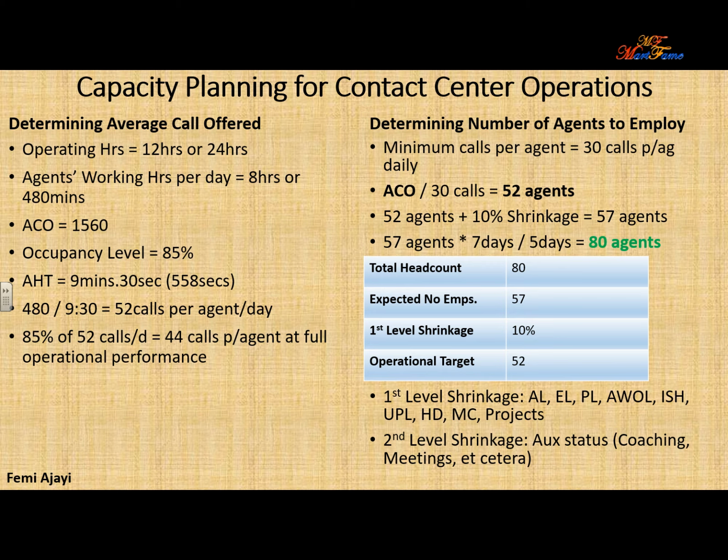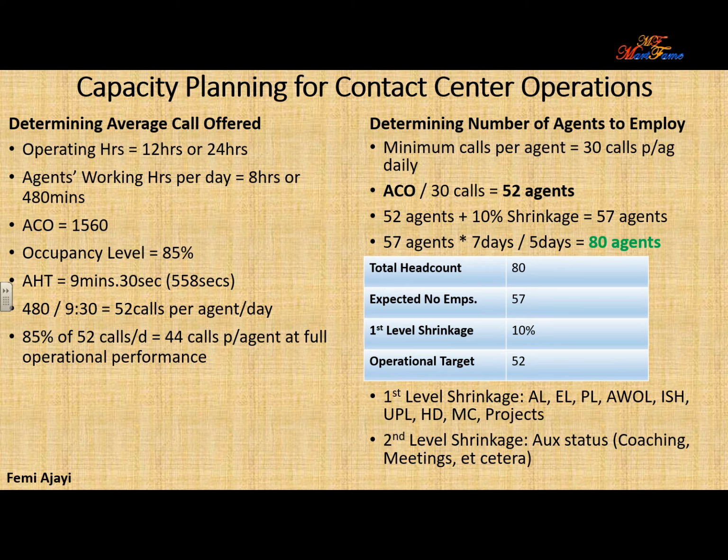The next thing you want to establish here will be your average call offer. That is the total number of calls that you'll be receiving in a day on average. So let's say the average is 1560. The next thing will be your occupancy level. Your occupancy level is how busy you want your agent to be within a given hour or within a day.